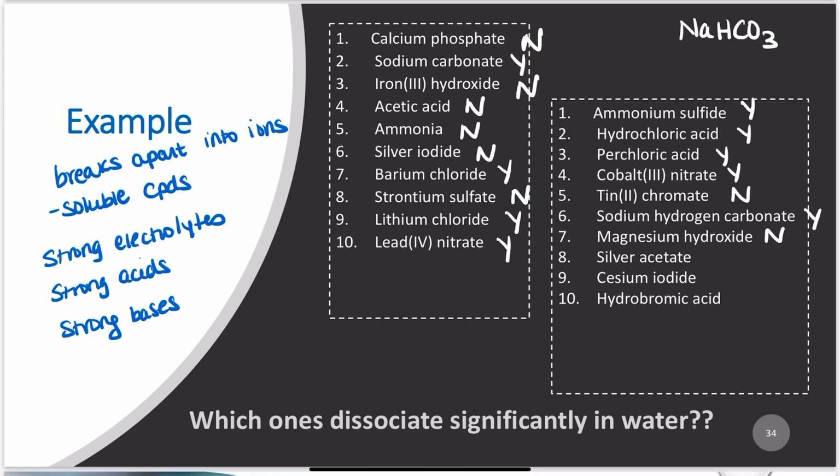Silver acetate. Acetates are always soluble. Silver acetate is one of the few silver compounds that will dissolve. Silver acetate and silver nitrate are the two common ways we can get silver ions in solution. Cesium iodide. Iodide, usually soluble, but it does have some exceptions. This is not an exception, and it will be soluble. And hydrobromic acid, HBr, strong acid, and yes, it is soluble.